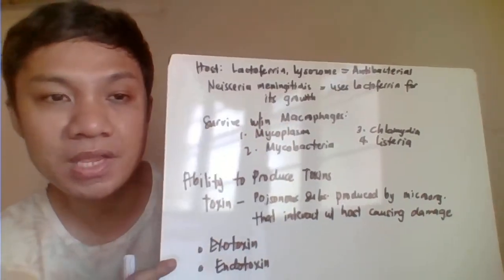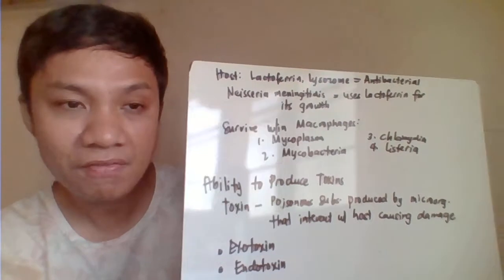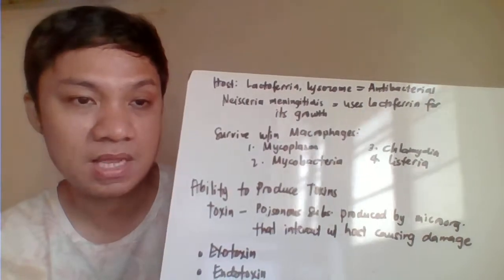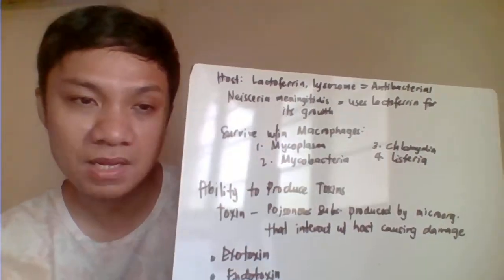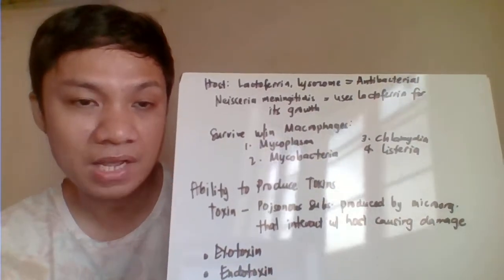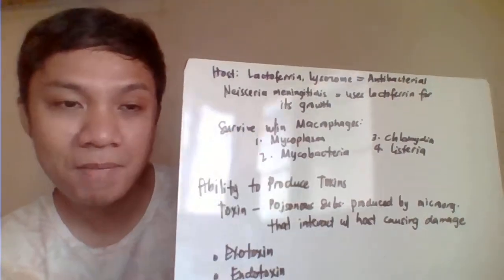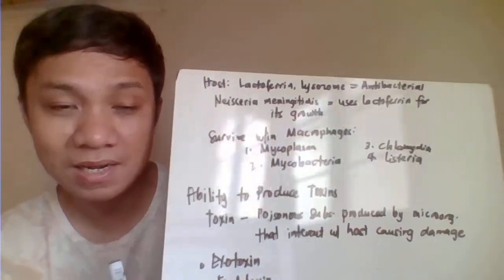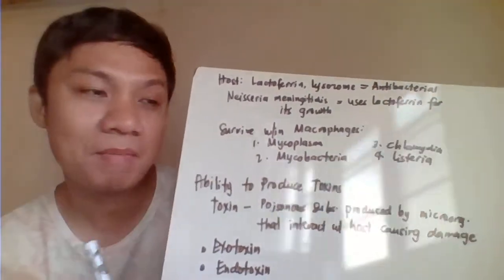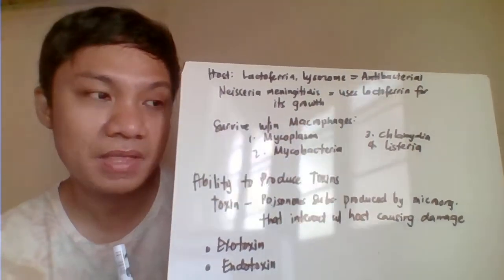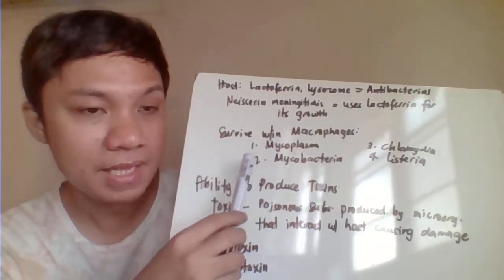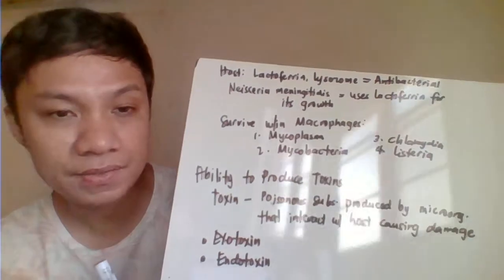On the other hand, the host also has the following substances, lactoferrin and lysozyme, which both have antibacterial properties. However, in the case of Neisseria meningitidis, it tries to utilize your lactoferrin as its source of iron for its growth. So instead of being killed by lactoferrin, it used lactoferrin to survive. Very smart. And therefore, it cannot be killed. So, we have here the different bacteria that are able to survive intracellularly within your macrophages: Mycoplasma, Mycobacteria, Chlamydia, and we also have Listeria.